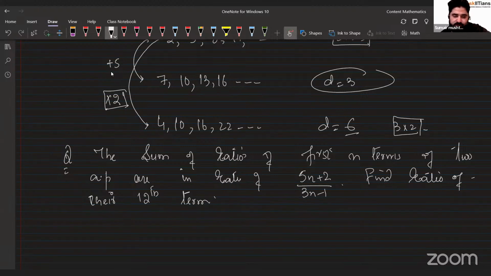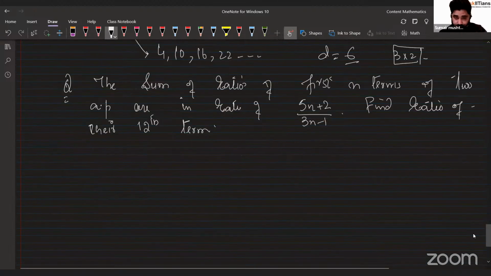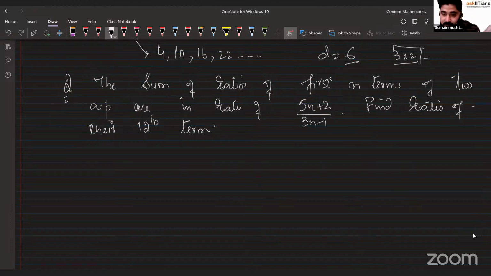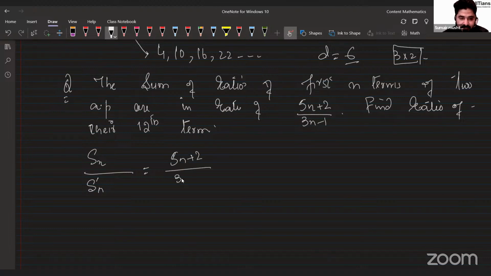I will tell you what this question is. This is a very easy question, and I'm going to give you a very short form of this as well. But don't try this in your exams, not because you will lose by the shortcut, but if an MCQ comes, you can do that. See, guys, what is given? There is one AP with sum Sn, and there is another AP with sum Sn dash. The ratio of their sums is given as 5n plus 2 and 3n minus 1. Now you need to find the ratio of their 12th terms, that is A12 by A12 dash. First of all, tell me what will this Sn be.